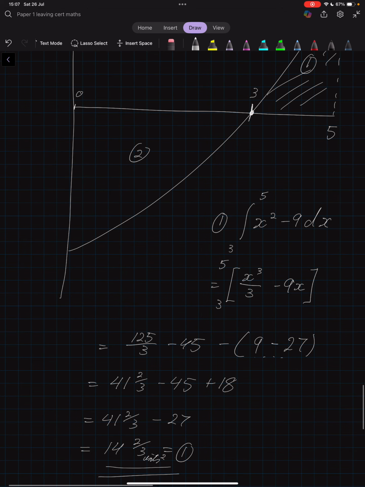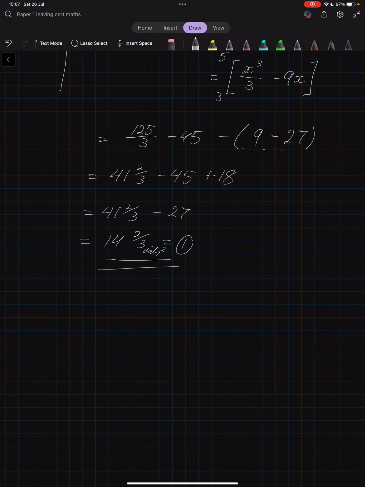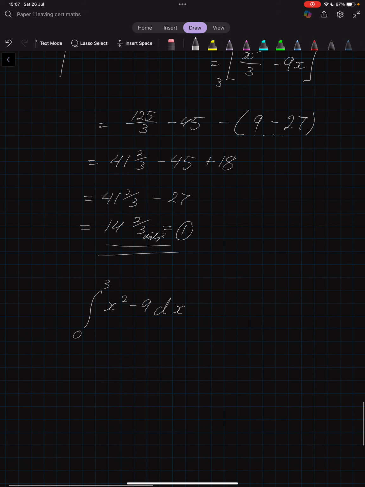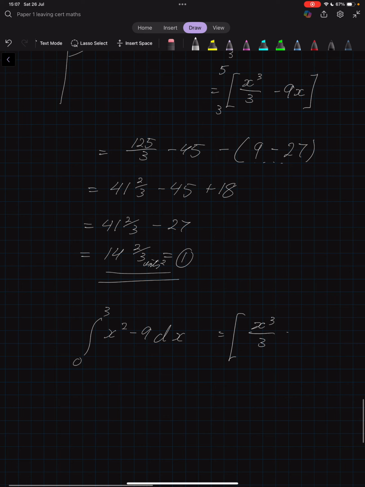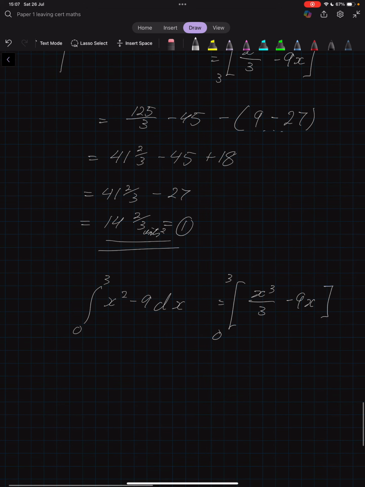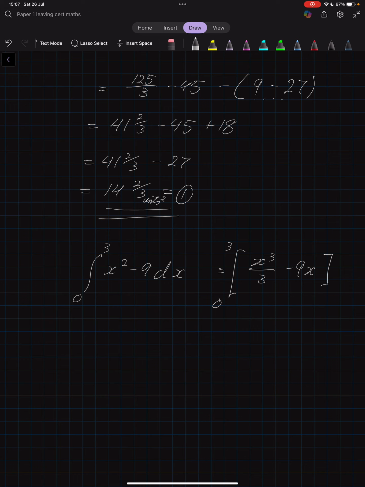Now, the second area, I want to integrate from 0 to 3 of x squared minus 9 dx. Okay? So again, you don't have to do the integration again. It's going to be x cubed over 3 minus 9x, the same thing as it was before. Now the 3 is on top and the 0 is on the bottom. So the 3 on top is positive. So it's going to be 3 cubed divided by 3, that's 9. Minus 9 times 3 is 27. Minus, if I plug in 0, I get 0 minus 0. So it's just minus 18.